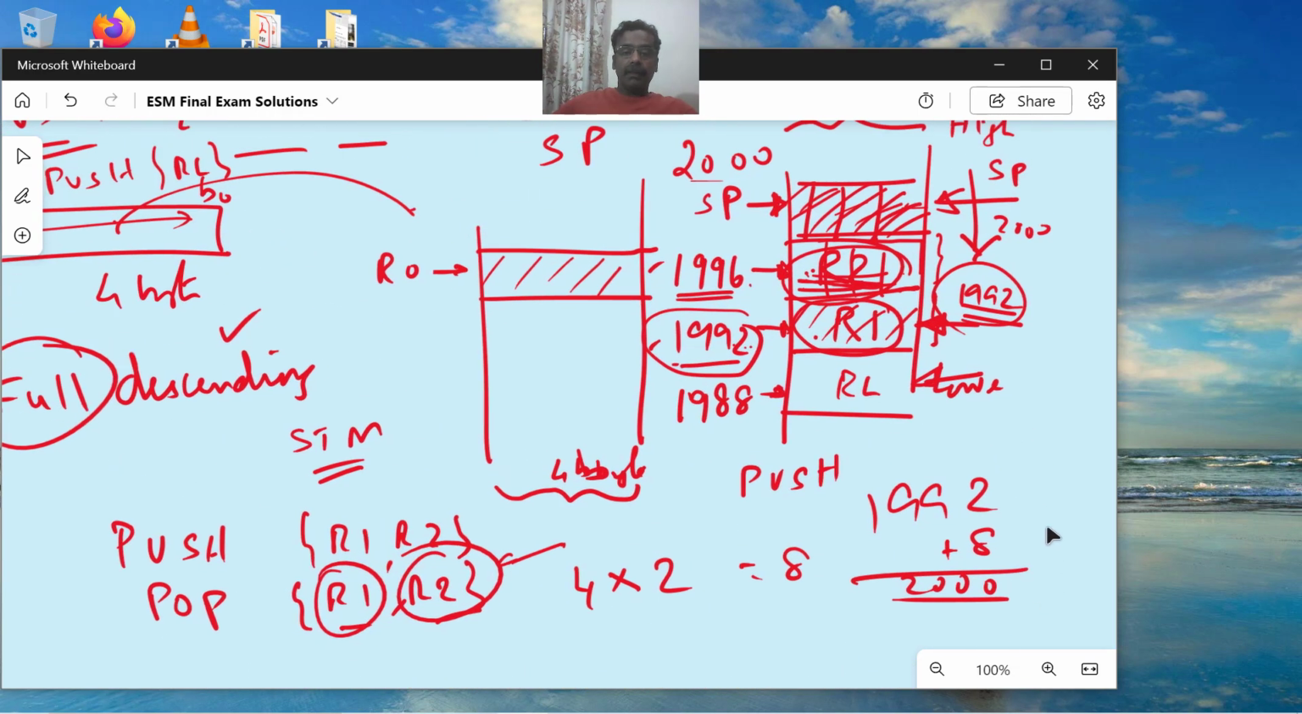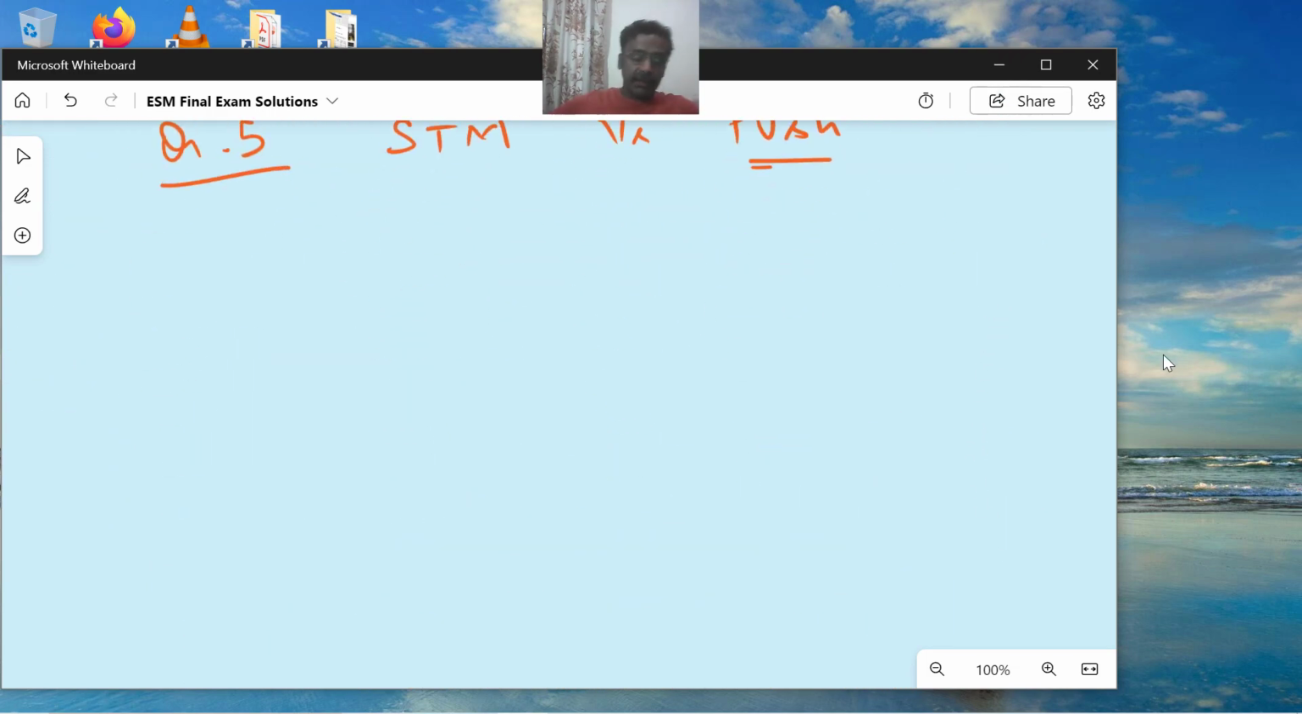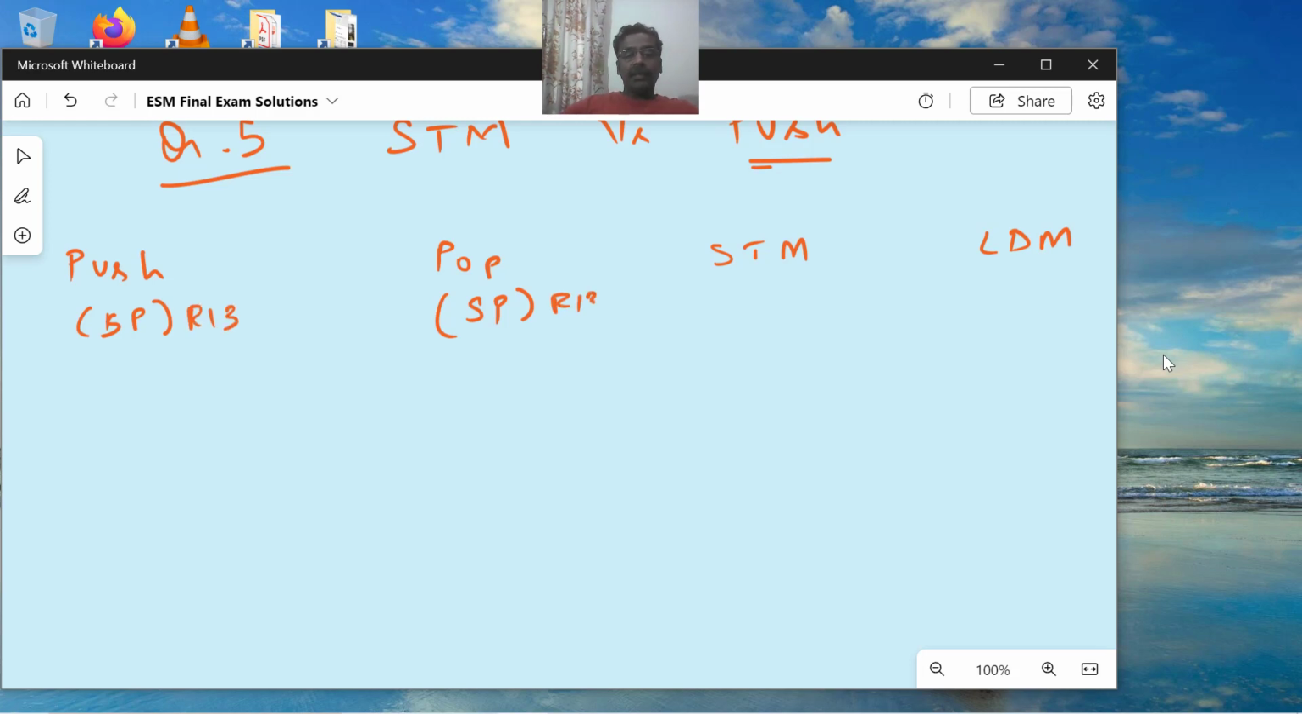If you recall, maybe I will write it again to summarize what has been taught so far, so that you have a clear idea of the differences between push, pop, STM and LDM. Now the main difference is that push and pop depend only on the stack pointer, which is pointing at the address. Pop also takes the address based on what is loaded into the stack pointer, which is nothing but R13, the stack pointer. Now what about STM and LDM?